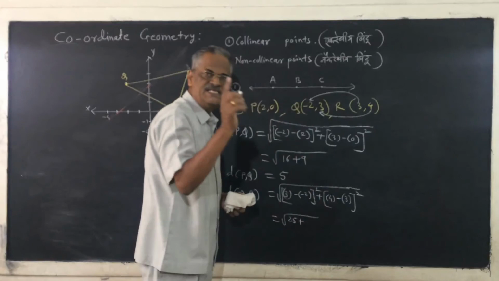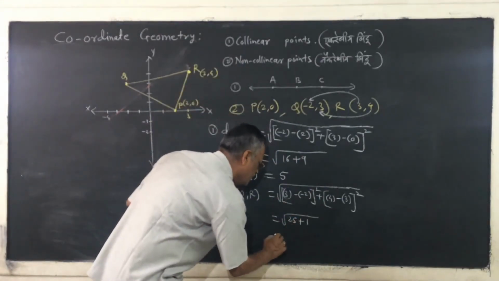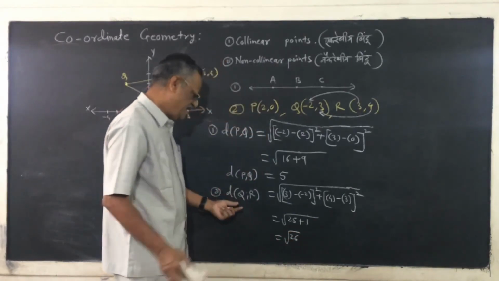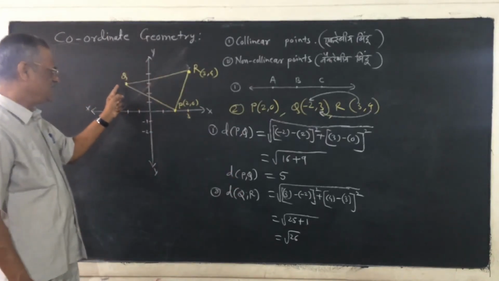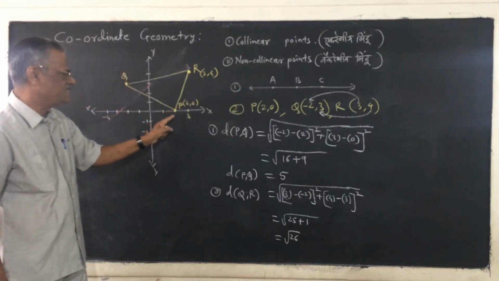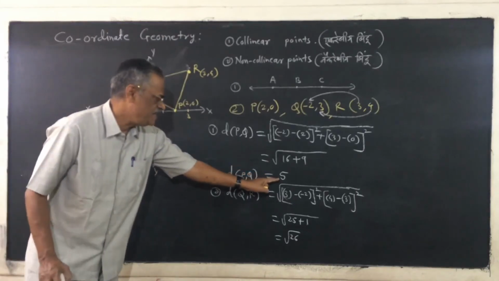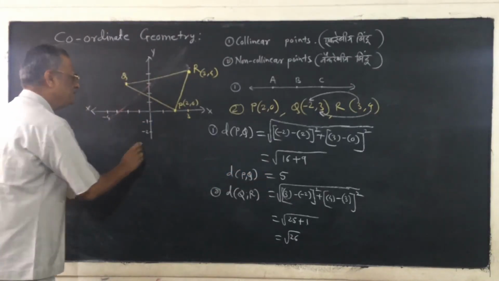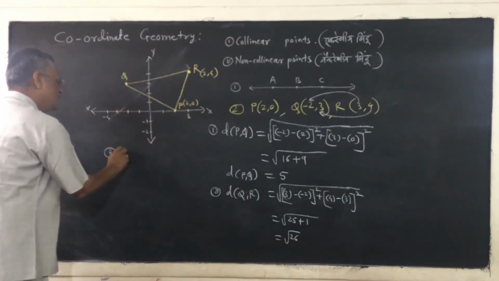4 minus 3 is 1, and the square of 1 is 1. So the number we are getting is under root 26. So that is the distance between Q and R. First we calculated the distance between P and Q, which is 5. Now we have to calculate the third distance, PR.